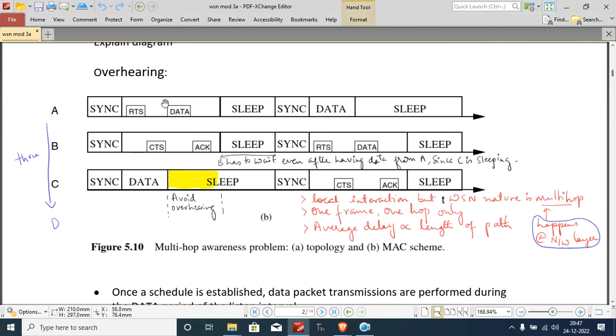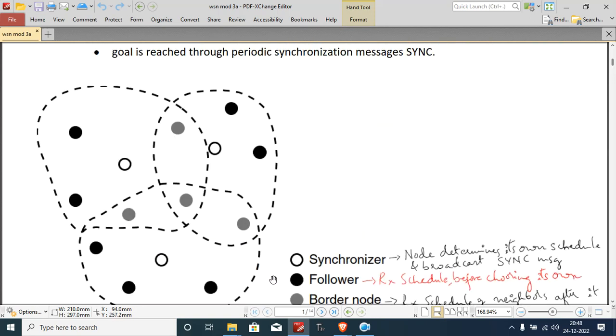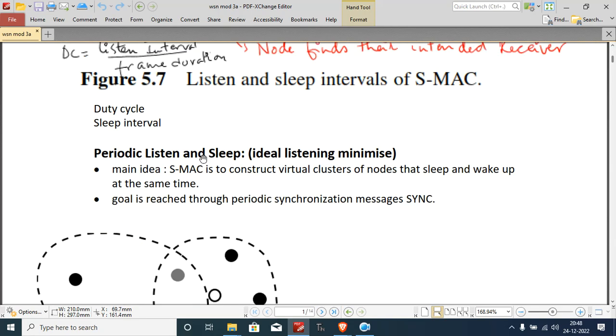So the next characteristic of SMAC is overhearing. Using SMAC, this overhearing is avoided, and let's see how exactly it's avoided. Once a schedule is established, the data packet transmissions are performed during the data period of the listen interval. So we have this listen interval, and during the data period, after preparing the schedule, actual data communication happens.